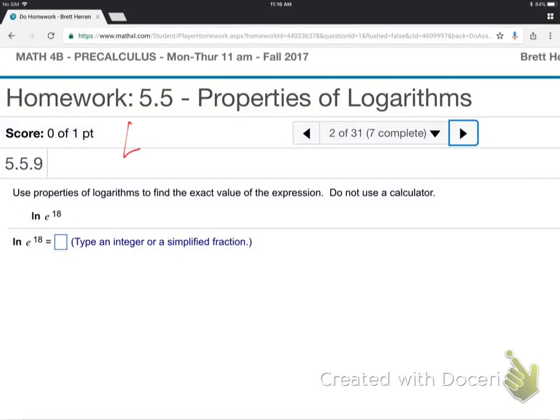Okay, so natural log of e to the 18. All right, what have we learned by the properties? What can I do with that power? What can I do with that 18? It just comes down to the front, huh? Remember, powers can come to the front and just become multiplying. Is it good so far? What is the ln of e?